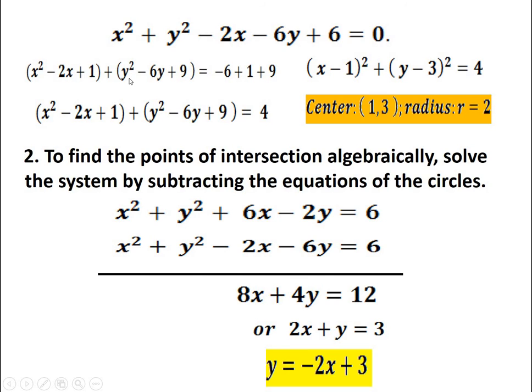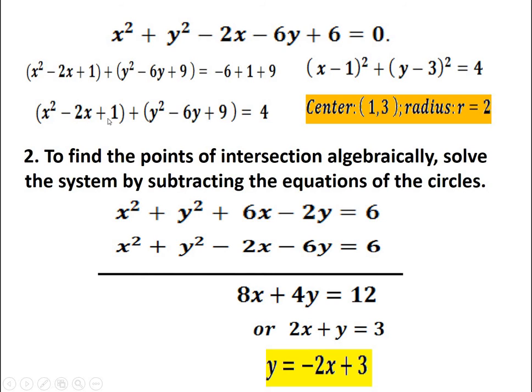So in here, y squared minus 6y, get the coefficient of the middle term, negative 6 divided by 2, it is 3, square it equals 9. So you add 9 here, you must add 9 in your right side. To simplify further, we have negative 6 plus 1 plus 9 is positive 4.